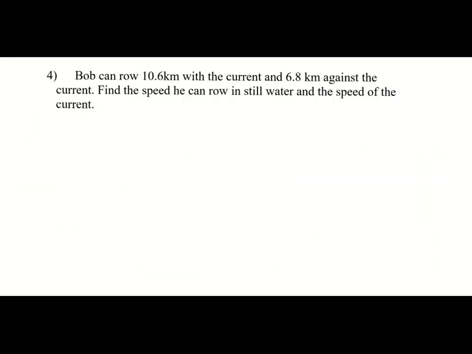All right, so number 4 is very similar to the one we just did with the air current or the wind speed. Here we have water current. Bob can row 10.6 kilometers with the current and 6.8 kilometers against the current. Find the speed he can row in still water and the speed of the current.